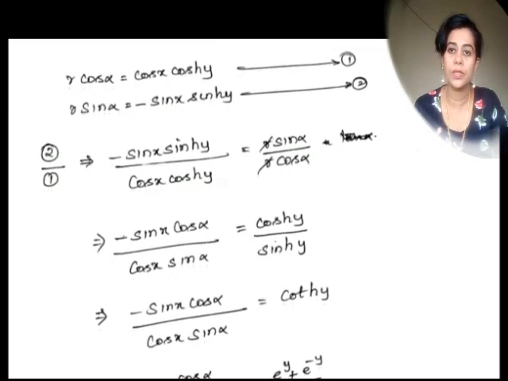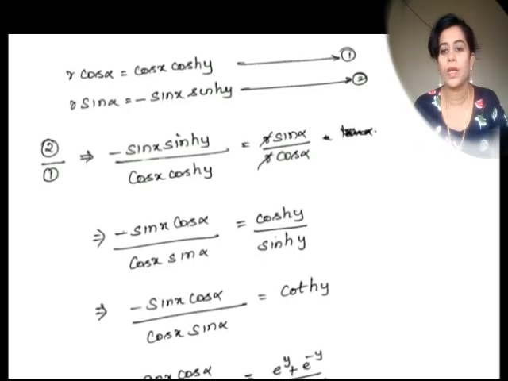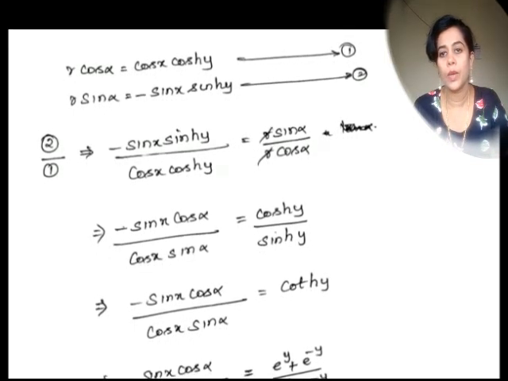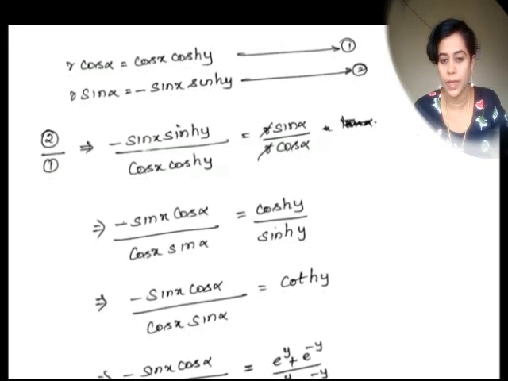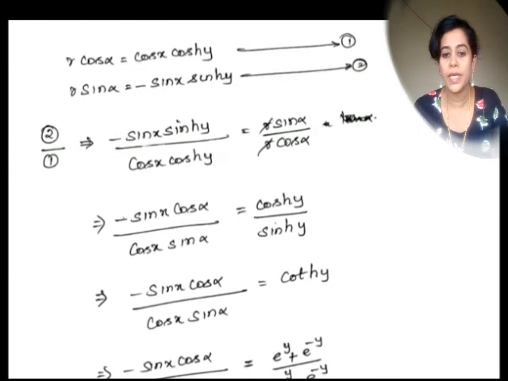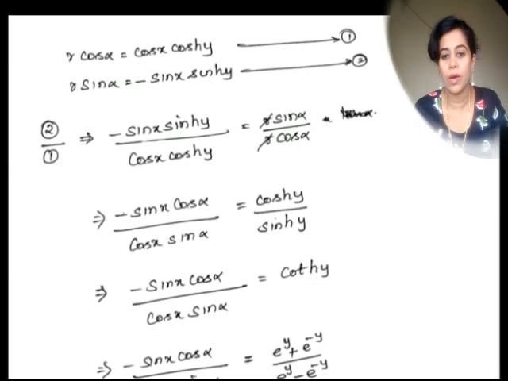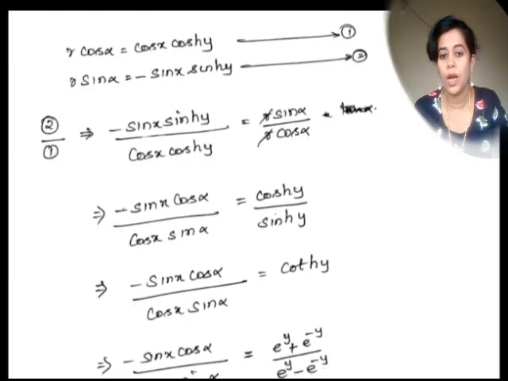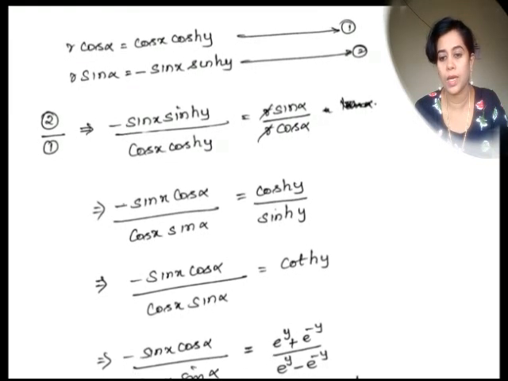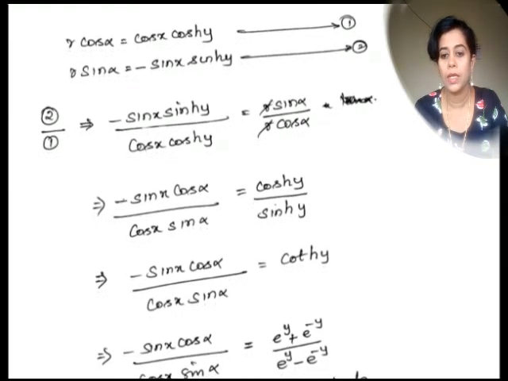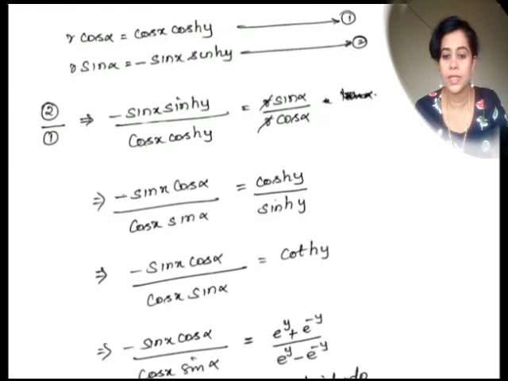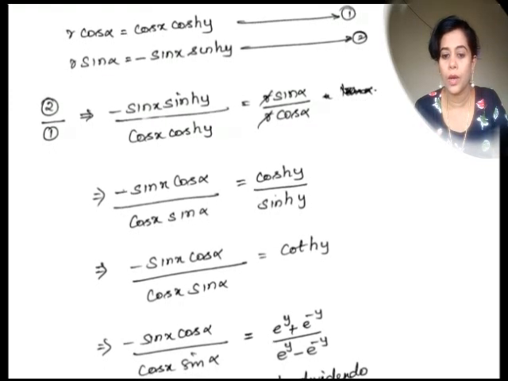So let me consider these two as equations 1 and 2. Now dividing equation 2 by 1, what are we getting? It is minus sin x sinh y divided by cos x cosh y equal to r sin alpha divided by r cos alpha. The r's are getting cancelled. The resultant is minus sin x cos alpha. How do you get this?